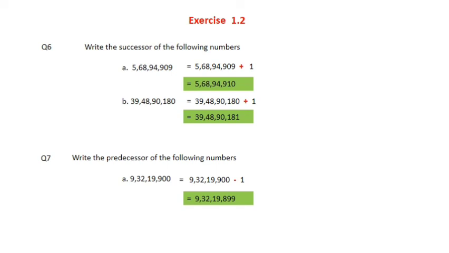Now let's see the next one: 49 crores 68 lakh 9,919. Now 919, when we subtract 1, the 9 will become 8. So your answer here, instead of 919, will become 918. So this is 49 crores 68 lakh 9,918.